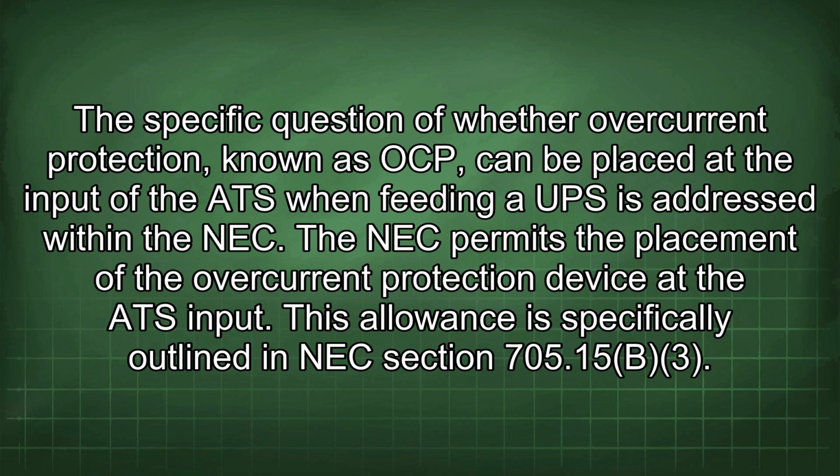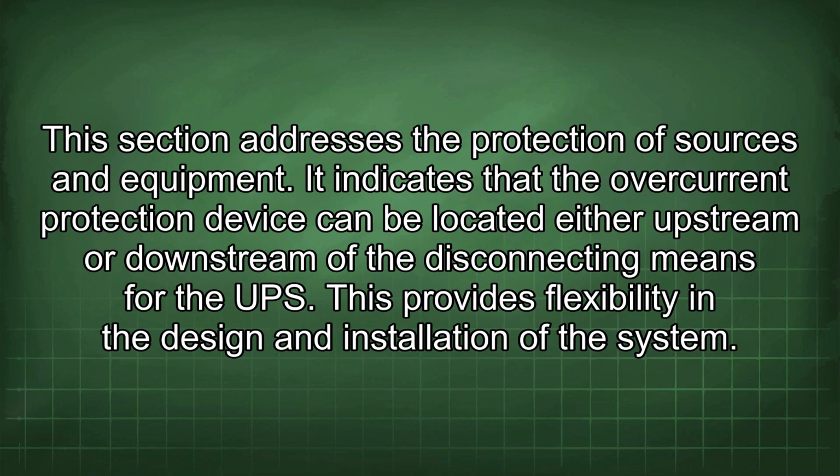The NEC permits the placement of the overcurrent protection device at the ATS input. This allowance is specifically outlined in NEC section 705.15(B)(3). This section addresses the protection of sources and equipment. It indicates that the overcurrent protection device can be located either upstream or downstream of the disconnecting means for the UPS. This provides flexibility in the design and installation of the system.